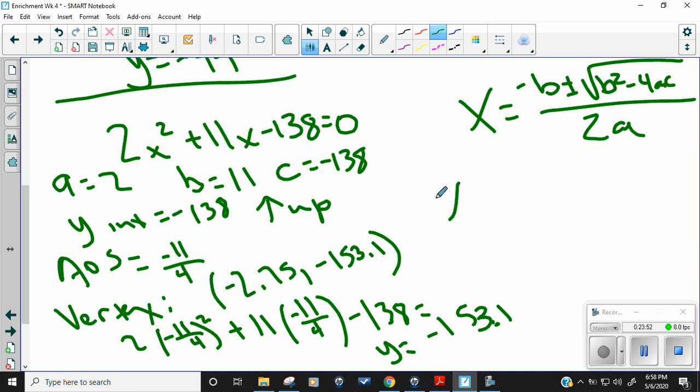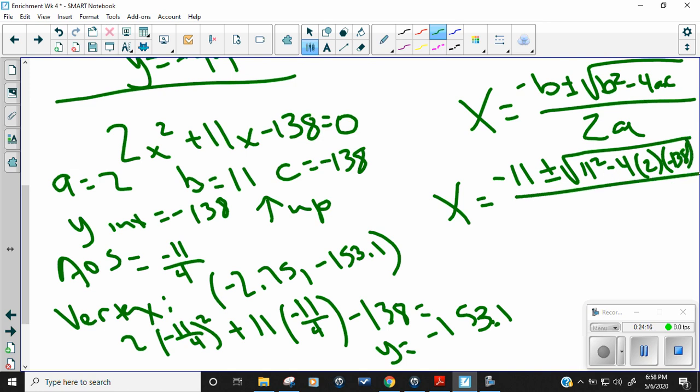Now let's do the x-intercepts. So I get negative 11. You always change that first b, over 11 squared minus 4 times 2 times negative 138. I don't know if I'll fit it. Divided by 2 times 2. Okay, so let me do the radical.